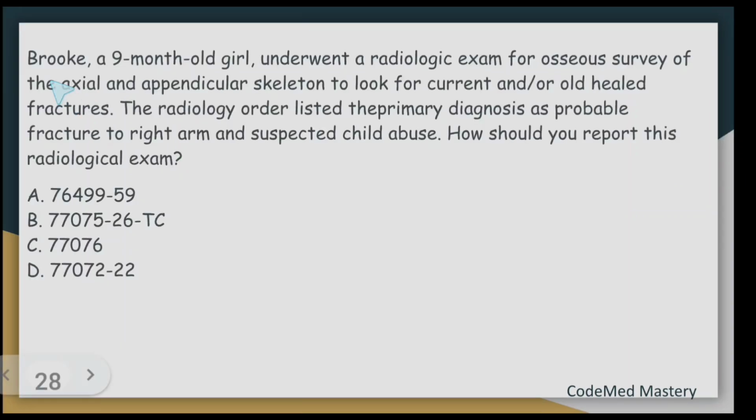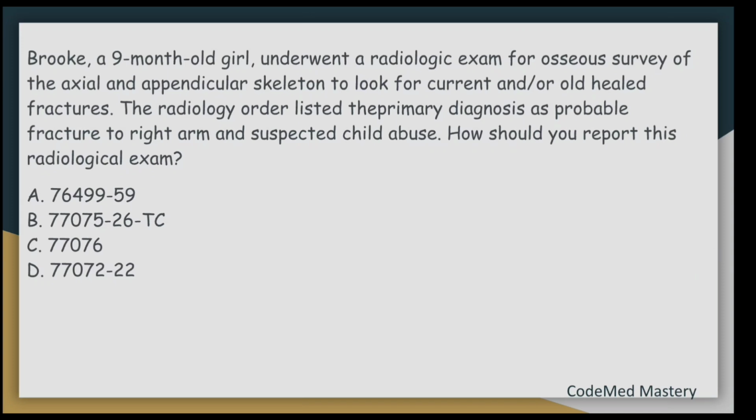Read the question. Brooke, a 9-month-old girl, underwent a radiologic examination for osseous survey of the axial and appendicular skeleton to look for current and/or old healed fractures. The radiology order listed the primary diagnosis as probable fracture to right arm and suspected child abuse. How should you report this radiologic exam? Let us check the options.